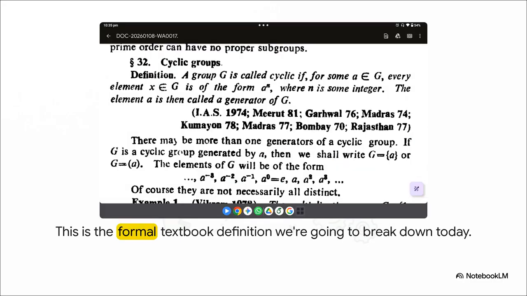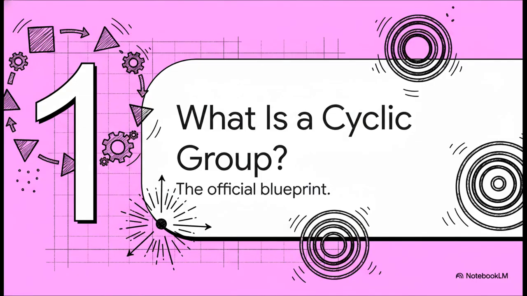Okay, so this is what we're starting with, the official formal definition right out of a textbook. Now, I know, it looks a little intimidating with all the symbols, but trust me, we're going to break this down piece by piece, and by the end of this, it's all going to make perfect sense. So first things first, let's look at the official blueprint. What on earth is a cyclic group anyway?